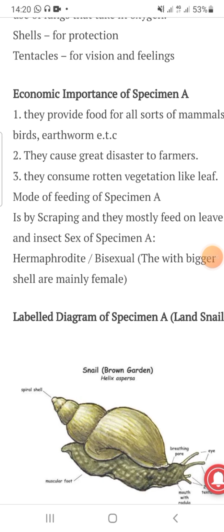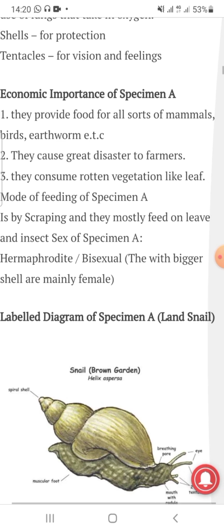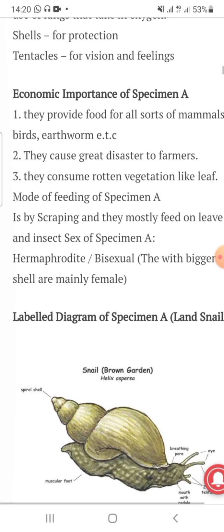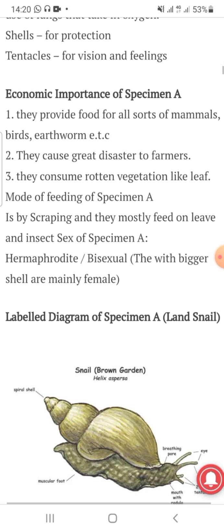So let's look at the mode of feeding of specimen A. So the mode of feeding of specimen A is by what? Scraping. And they mostly feed on leaf and insects. Let's look at the sex of specimen A. Hermaphrodite, bisexual, with bigger shell, are mainly female.